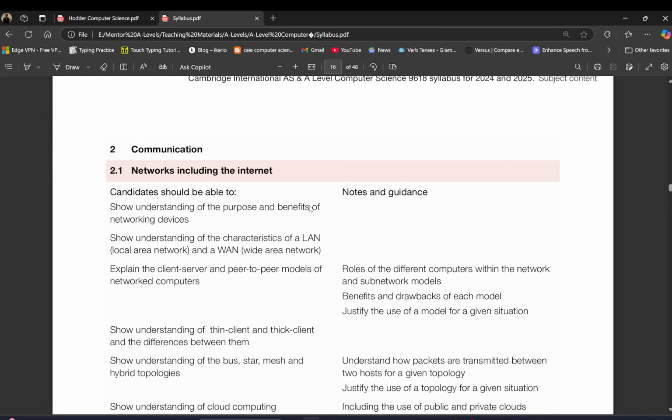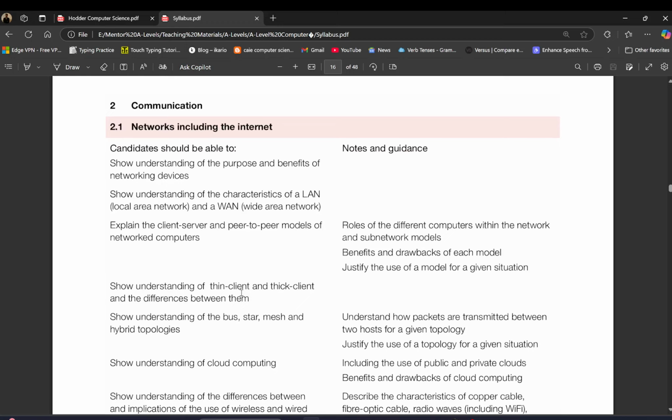Candidates should be able to understand. So basically, you need to understand what the characteristics of LAN and WAN are. You need to explain what client-server and peer-to-peer models of network computers are. You need to understand the difference between thin client and thick client, and mostly understanding means being able to write the differences between them, when each situation is beneficial, or justify their uses.